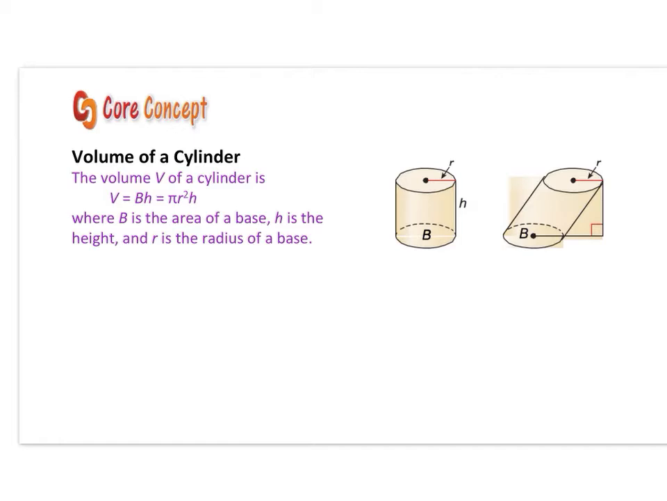Remember, the volume of a cylinder is capital B, lowercase h. Now remember, when you're replacing capital B, you have to first identify the shape of the base. So the base in this case is a circle. So capital B gets replaced with pi r squared. Height is still the height between the bases, the distance between your bases.